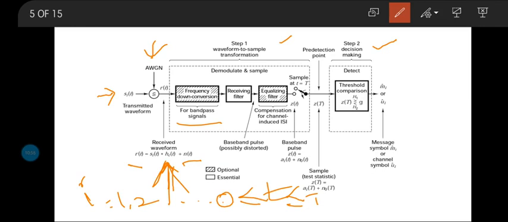And then we have another block within the demodulator and sample block, which is the receiving filter, which performs waveform recovery in preparation for the next important step, which is detection. The receiving filter will recover the signal, equalize amplitudes, compensate for channel induced ISI, and the samples are sent one after the other to the detector block. The detector block's job is now to take the decisions and produce the output.